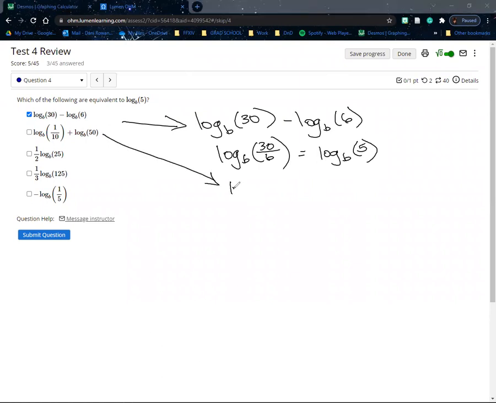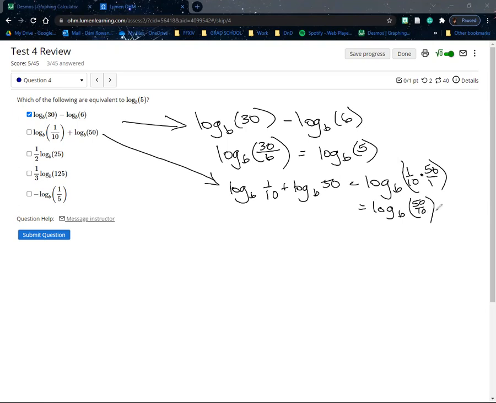We have log base b of 1/10 plus log base b of 50. What's another way we can write that? Multiplication. Yeah, you got it. Log base b of 1/10 times 50 over 1. What's that equal? 50 over 10, which is 5. Well, snap. That means that this is also log base b of 5. How about the next one?